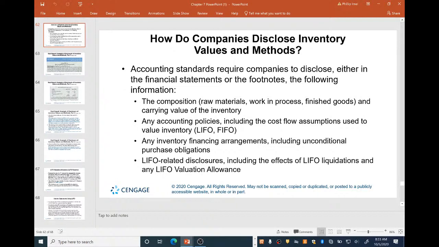Okay, so obviously companies have to disclose what cost flow assumption they're using in their notes. So this is one of the required disclosures for FASB. The following information we would expect to see: the composition and carrying value of the inventory, so the raw materials, work in process, or finished goods. Any accounting policies, including the cost flow assumptions. Any inventory financing arrangements, including unconditional purchase obligations, and then LIFO related disclosures, including any of the effects of the LIFO liquidations and any LIFO valuation allowances.